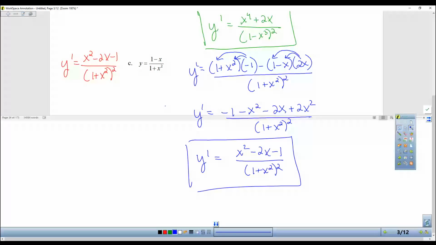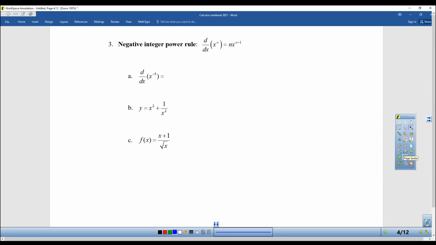This next one, the book gives its own special name, negative integer power rule. I have to tell you, I think you would have done this regardless. It's just saying that even if it's a negative number, you can still bring down the n and still subtract 1, even if n is a negative number.